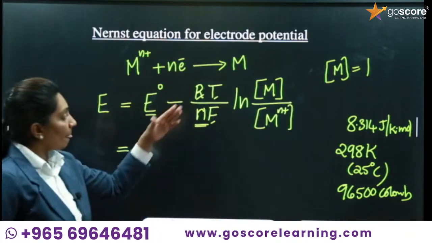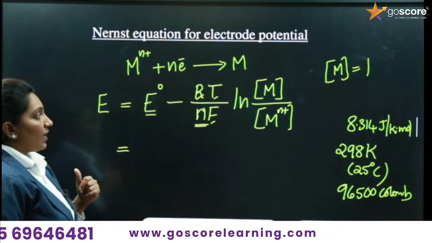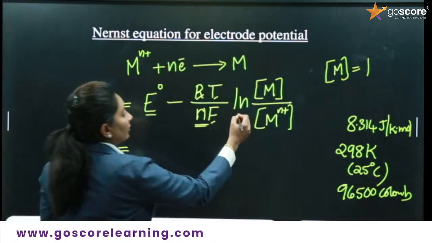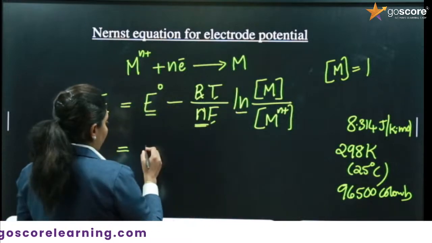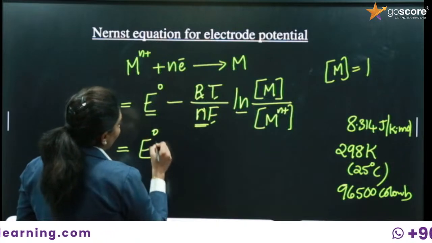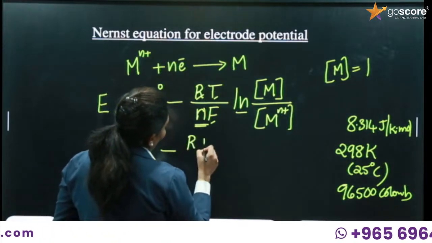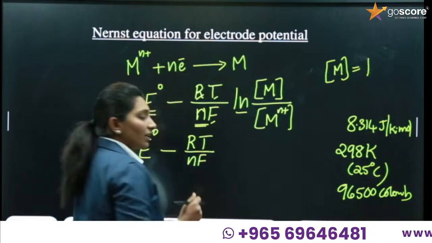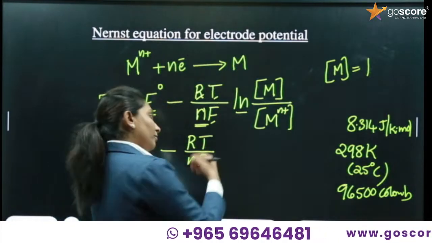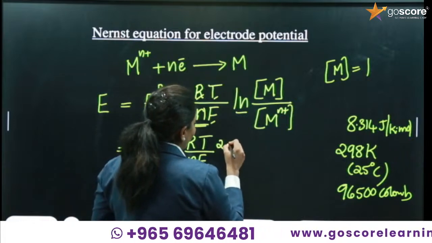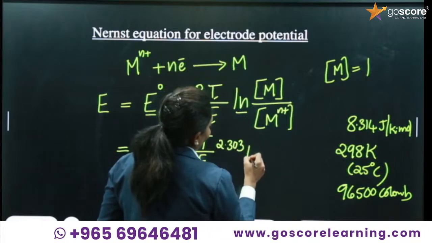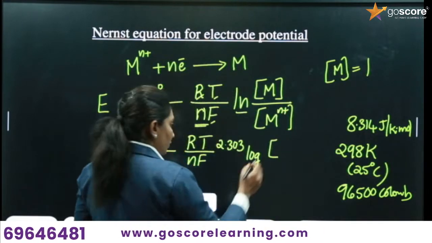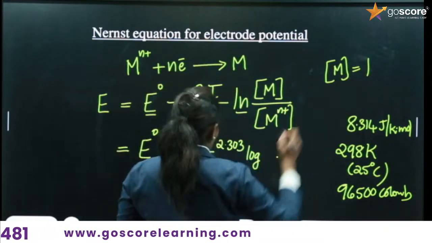Okay, so once we substituted these values, what will the equation be? Before that, we can convert this natural log into log. That will be E naught minus RT by NF. How do we convert the natural log to log? By multiplying with 2.303. 2.303 log M. I already told you this M value we will take as 1.